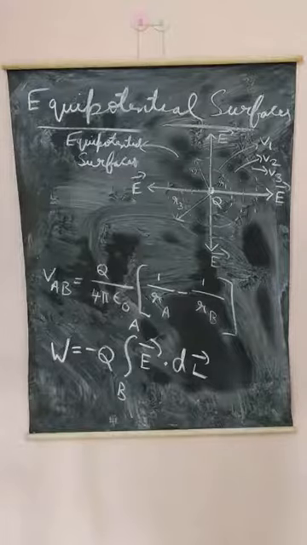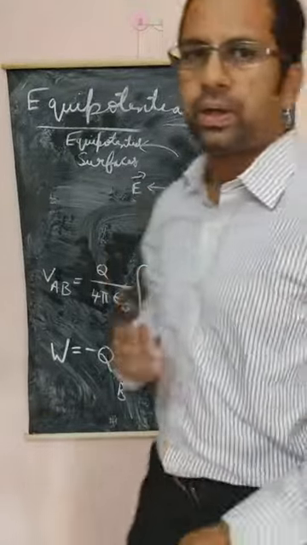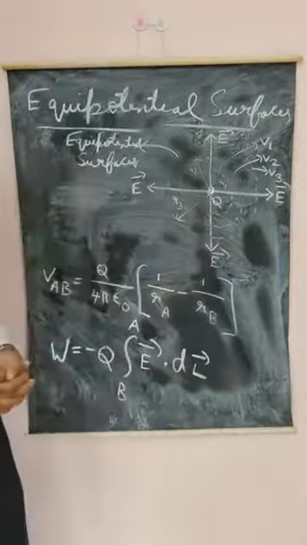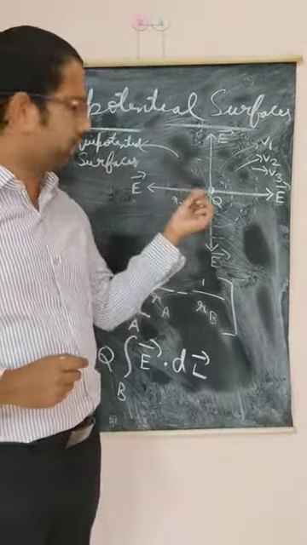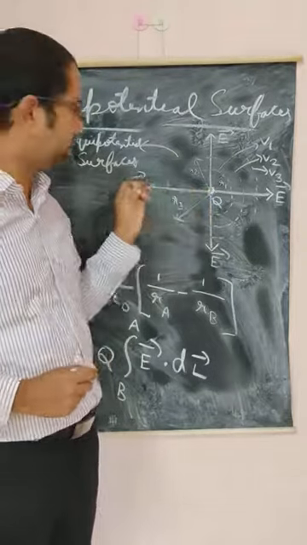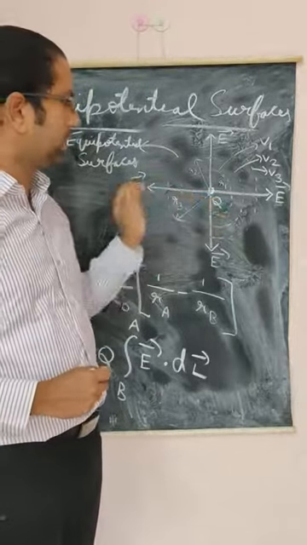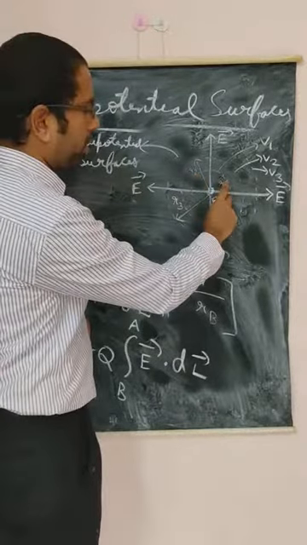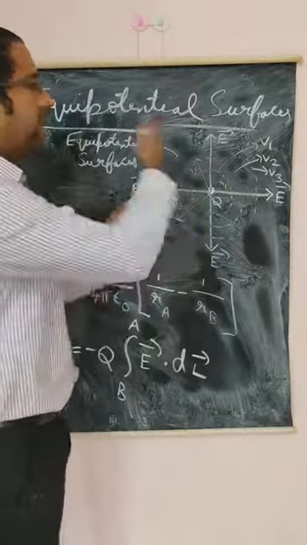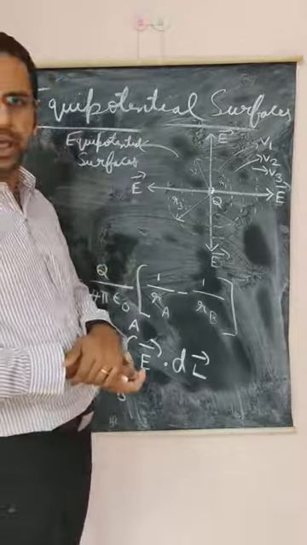So the topic that we will be studying right now is equipotential surfaces. Now imagine a test charge. This is the center, the origin, a particular charge Q, and you are talking about a positive charge Q. It has an electric field around it, that is vector E.